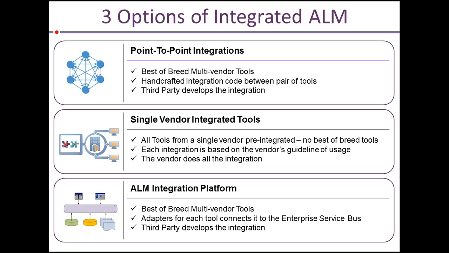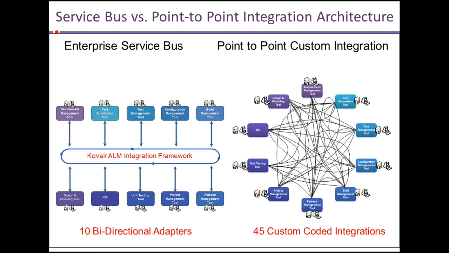That brings us to the third option, which is the ALM integration platform, which is basically what Omnibus is. With the ALM integration platform, now you can support best of the breed, and the tools are connected to the enterprise service bus just by an adapter. By doing that, you now have the complexity brought down to the order of n, where n is the number of tools.